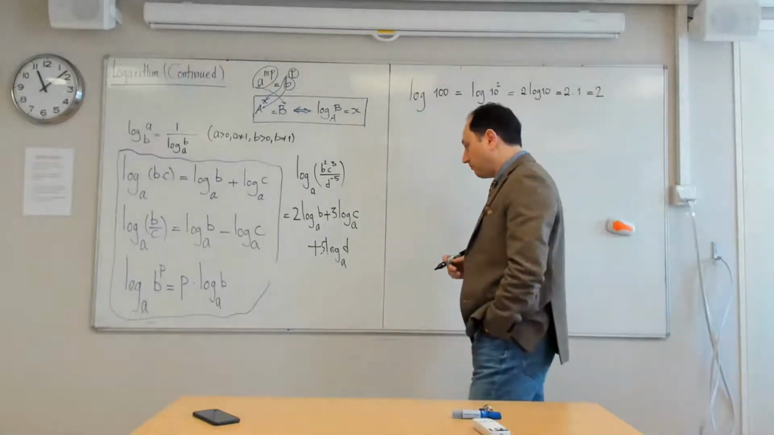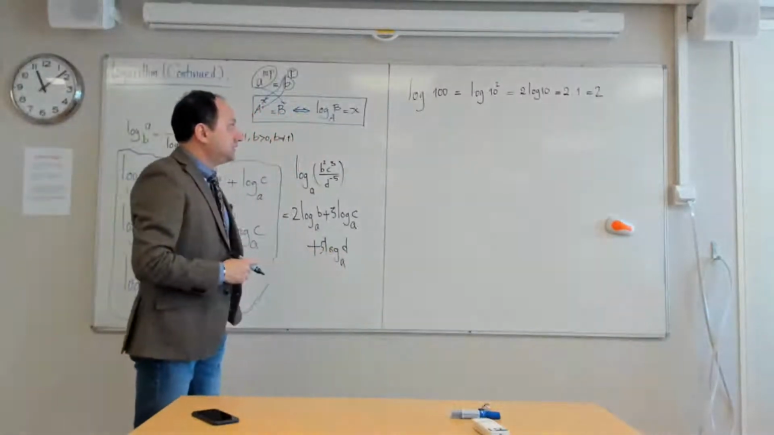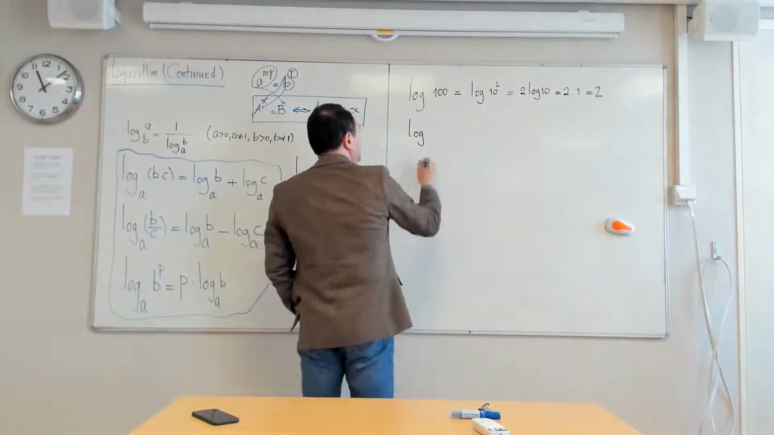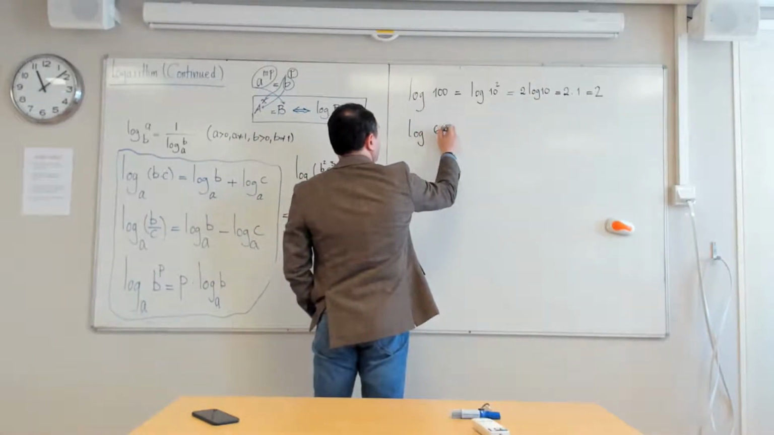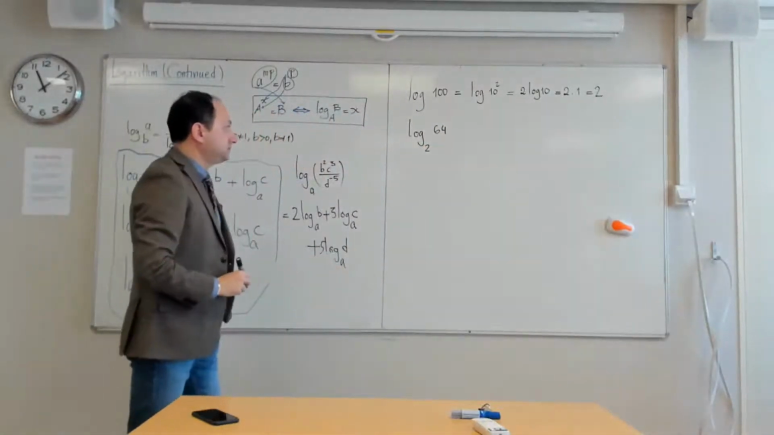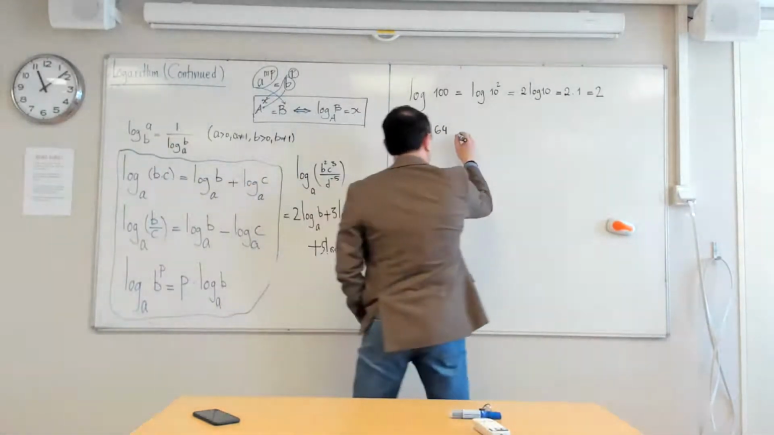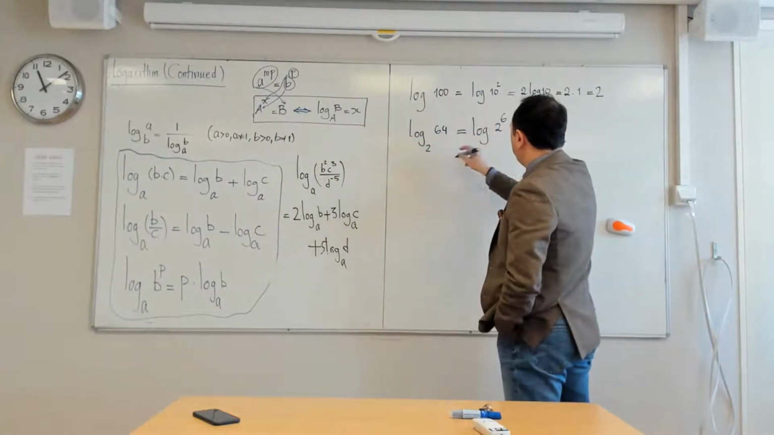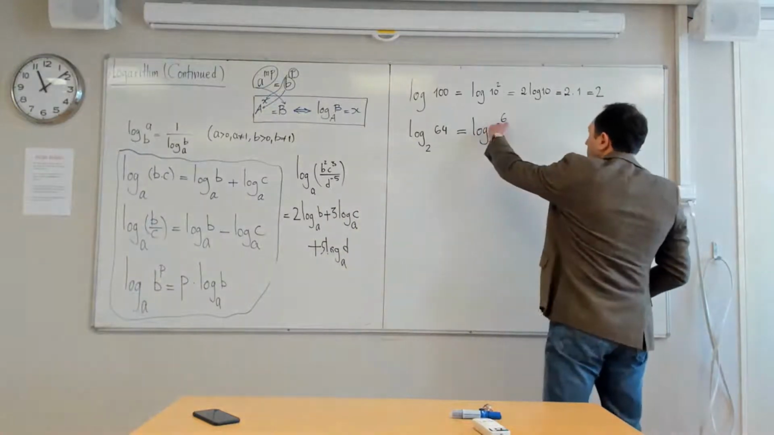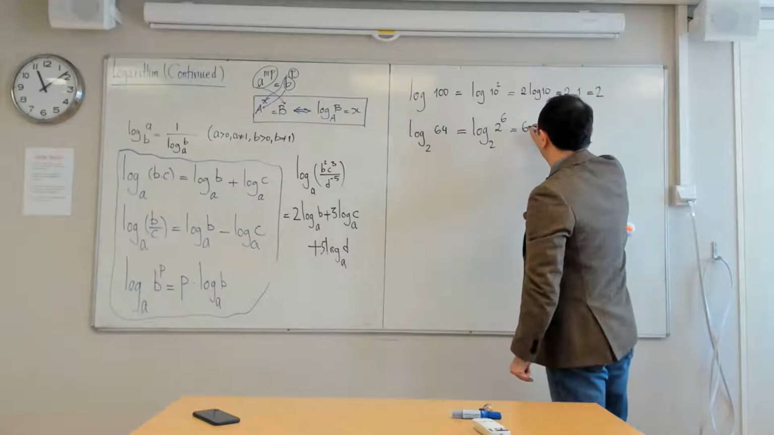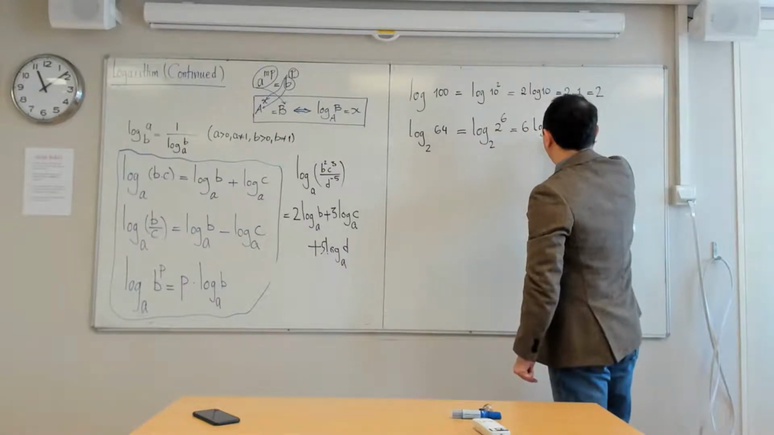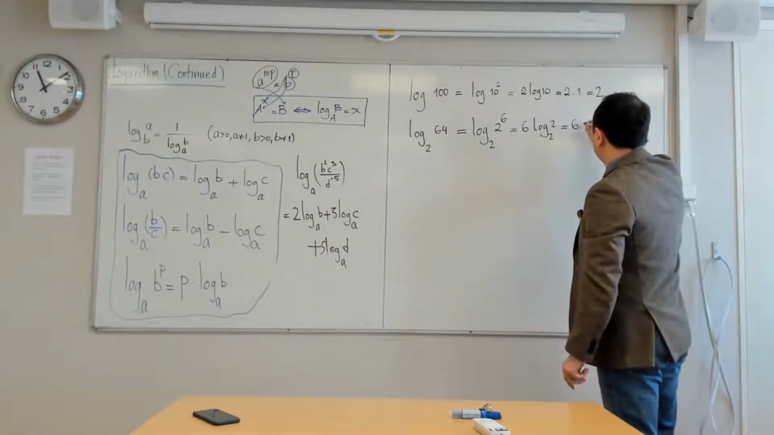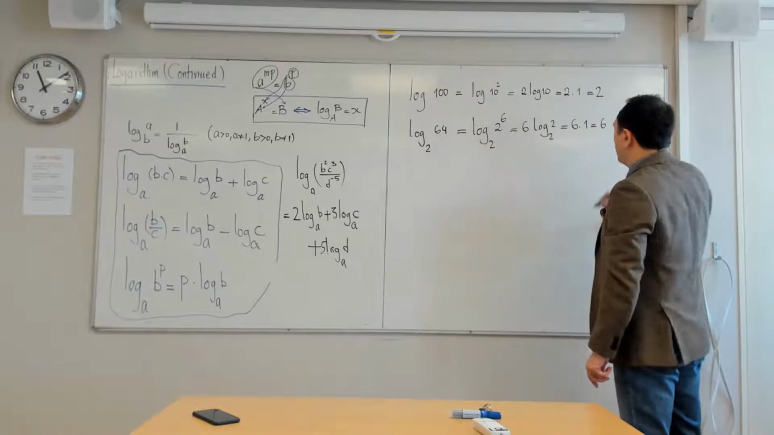Okay? So that is important. So for example, if I ask you what is the log of 64 in base 2, hopefully you know that. What is 64? 64 is 2 to the 6 in the base 2. And then this 6 goes behind the log, and then it becomes 6 times the log of 2 in the base 2. But the log of any number in its own base is just 1. So this becomes 6 times 1, it becomes 6.